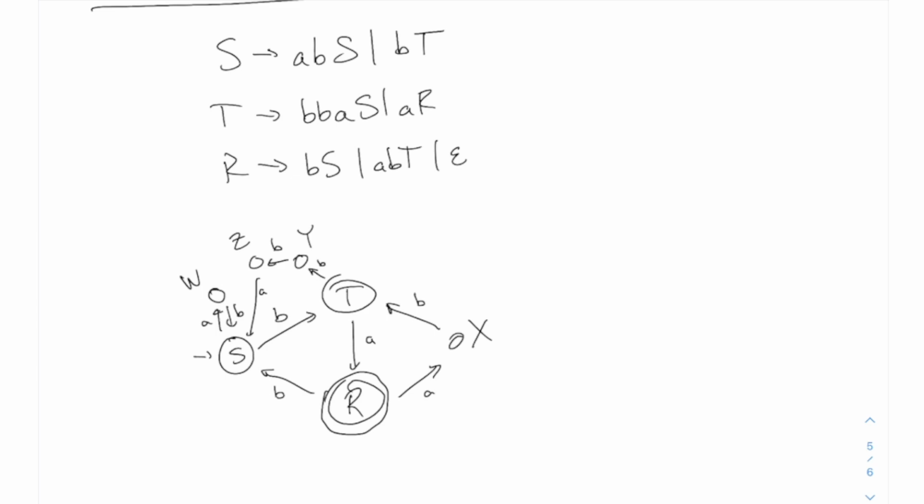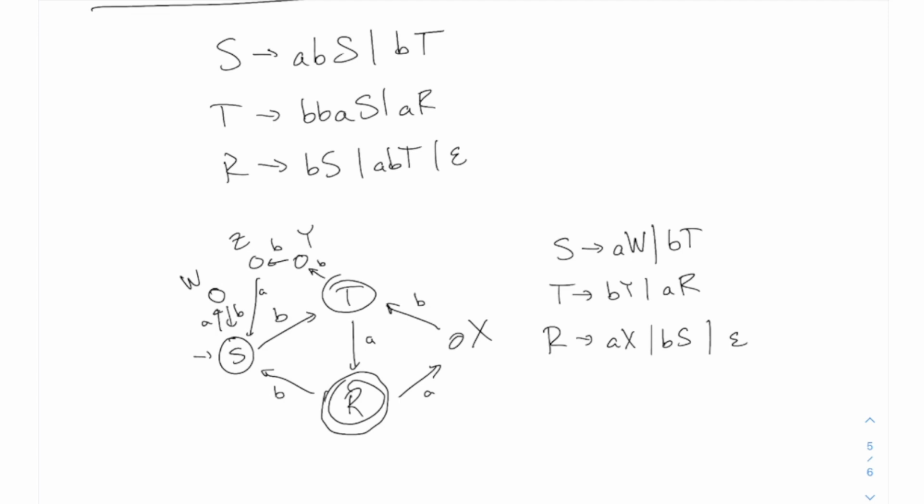For instance, I will now convert that picture back to a grammar. It'll say S goes to AW or BT, just looking at all the outgoing arrows from S. All right? And that's it. The outgoing arrows from T are BY or AR. And I think that's it. The outgoing arrows from R are AX or BS or epsilon, because R is accepting.